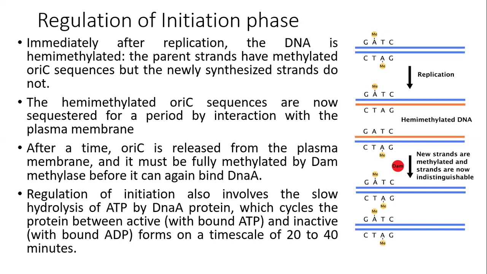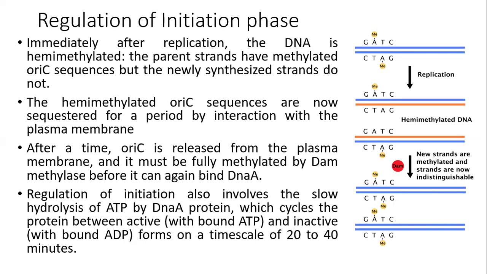After a time, the origin is released from the plasma membrane, and before that, the other strand of DNA must be completely methylated, and this is done by the activity of Dam methylase. So after the completely methylated form of DNA is formed, the DNA will be released from the plasma membrane and then it can enter into the respective daughter cell.